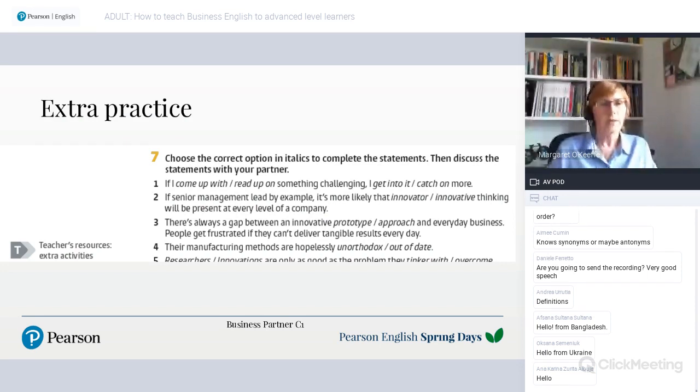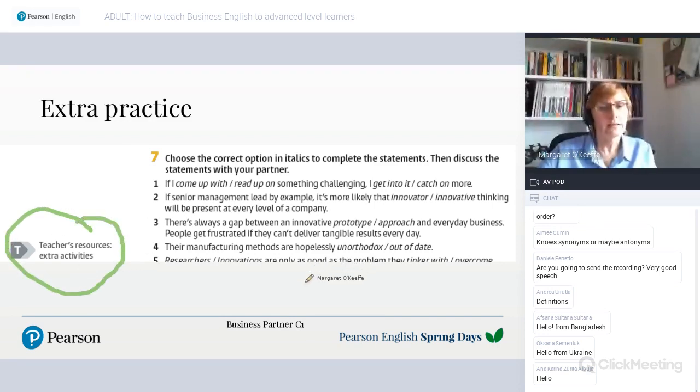And if you see on the left-hand side there, I'm just going to highlight that. The teacher's resource extra activities, and this is something to help with more recycling, more repetition, more practice of the language. They're PDF files that you can go into, and if you're teaching online, you can show them on screen, or you can email them to the students as PDF so that they have that material for extra practice.